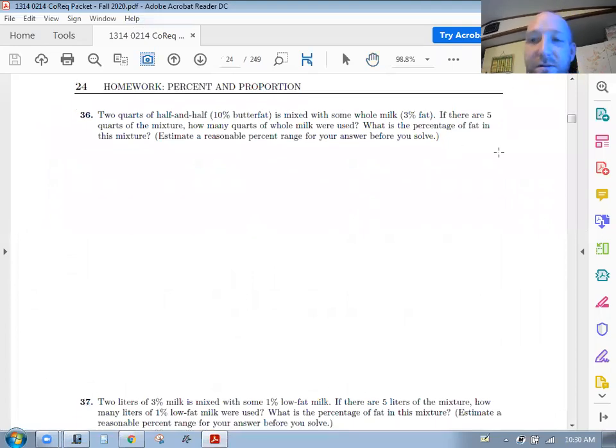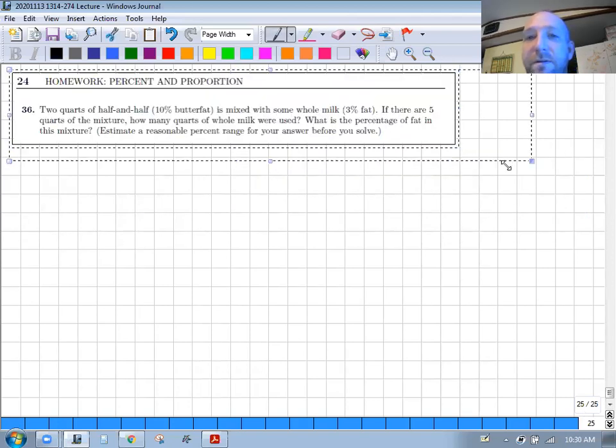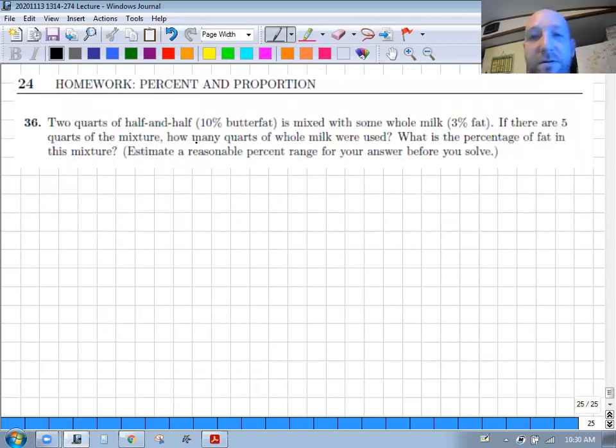Let's look at this one. 2 quarts of half and half. Volume 1 is 2 quarts, and it's of half and half. It's at 10% butter fat. We're focusing on butter fat percentage. It's mixed with some whole milk at 3%. We don't know how much.